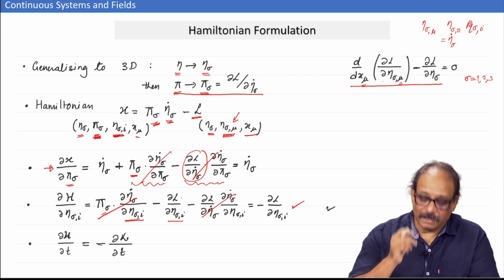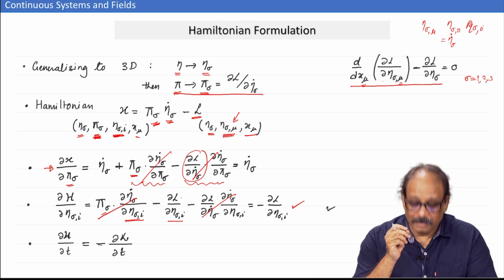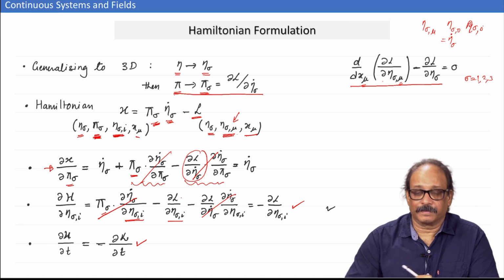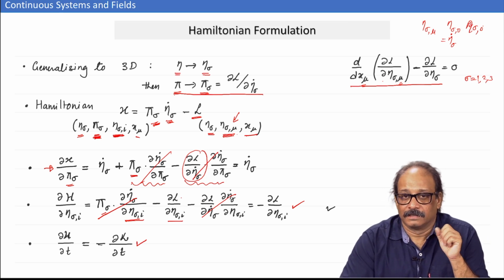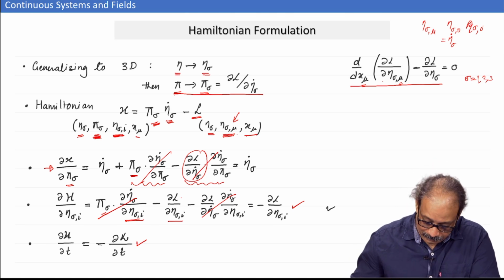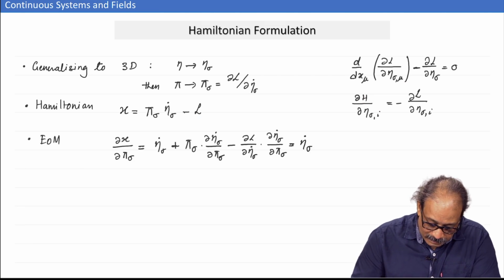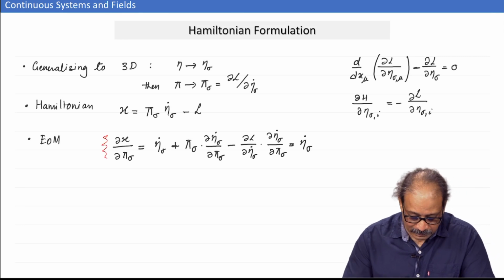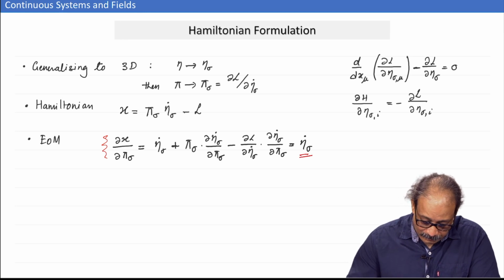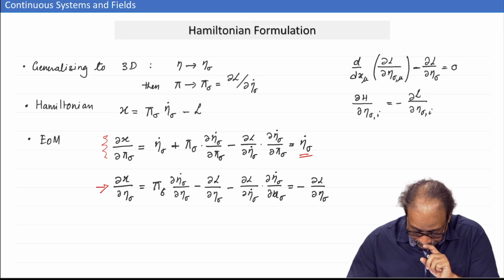Fine. Similarly, check for the other variables. The partial derivative of H with respect to t will be equal to the partial derivative of the Lagrangian density with respect to t. Same thing for x, y, z, t we have already written here. Okay. Now, I am going to look for that second equation. So, for the second equation, let us take the partial derivative of the Hamiltonian density with respect to pi sigma. Okay. This one I have already written. Let us take the partial derivative of H with respect to eta sigma.